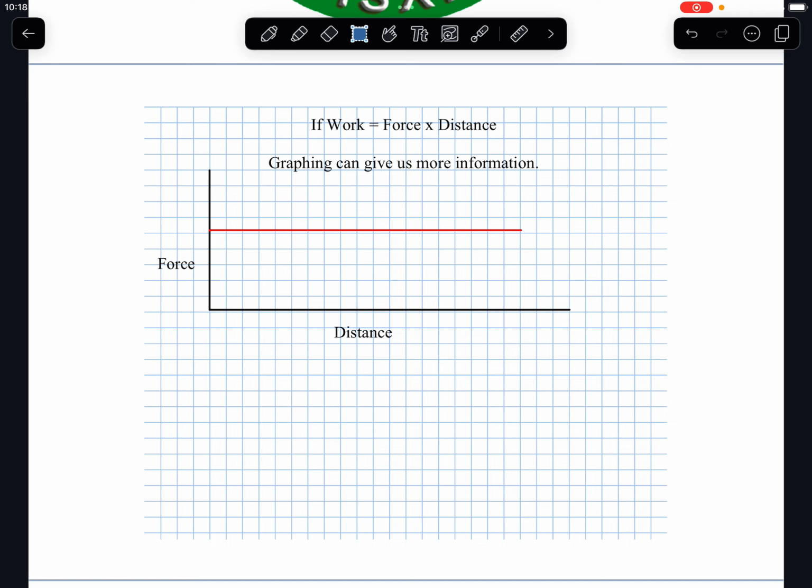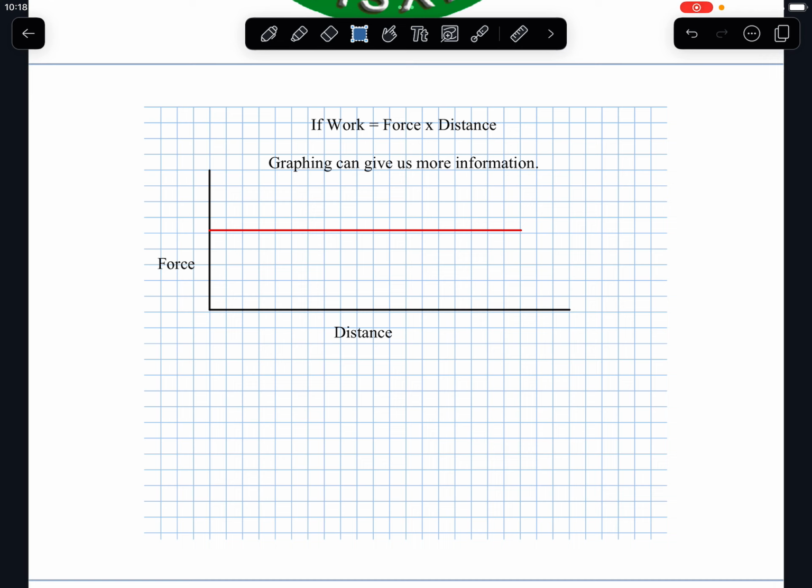When it comes to work, where do we get this equation from? Well, there's a derivation for it, but we can also think of it as just we kind of put things together in physics and see what comes out. And sometimes you get something and sometimes you get nothing. With work, we put together force and distance.